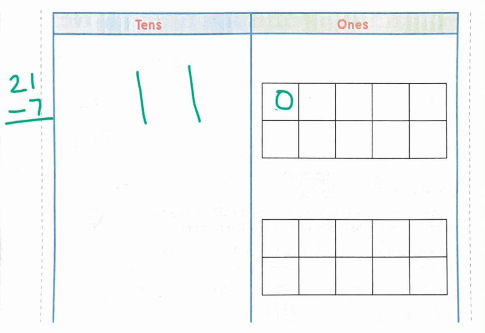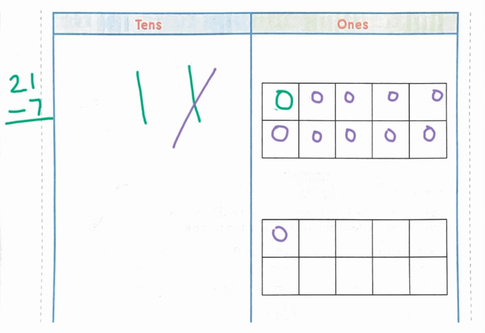So 21 is what Wallace started out with, and then 7 flew away. So 21 minus 7. Some of you may have started by drawing 21. If you did that, you're on the right track. Now we need to take 7 away. But there's only one here. So I'm going to go next door and get 10 more. 1, 2, 3, 4, 5, 6, 7, 8, 9, 10. Good. I traded 1 ten for 10 ones.